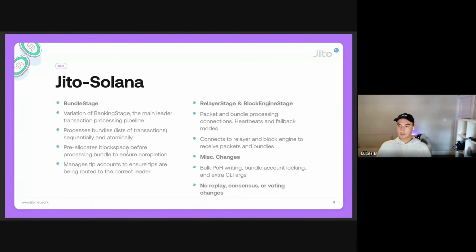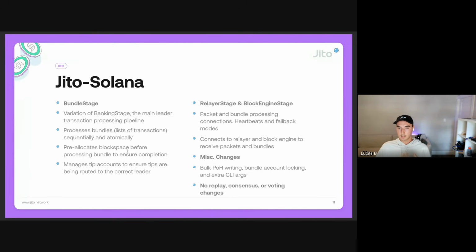So we added this, kind of like a bulk write to proof of history, so you can write a bunch of things one hash apart. There's some bundle account locking management, and a lot of this is going on behind the scenes. There are around 5 or 6 command line arguments that you can add to the Jito-Solana validator to get it running. One other important thing to mention: Jito-Solana doesn't touch replay. It doesn't touch consensus, and there are no voting changes.